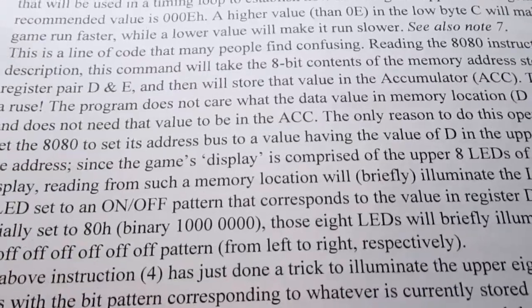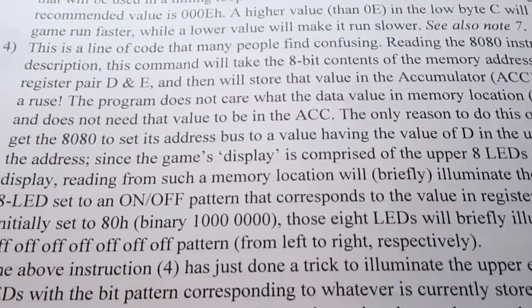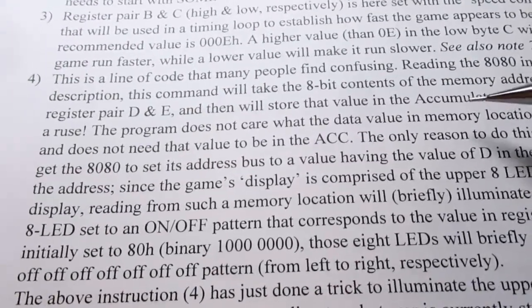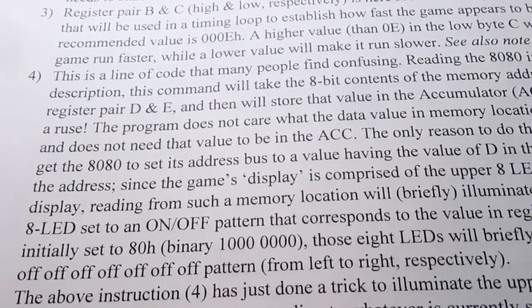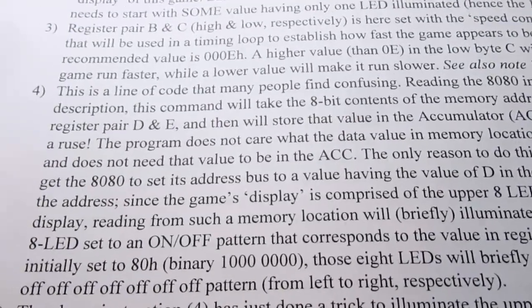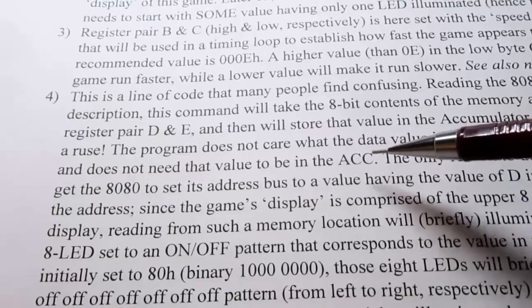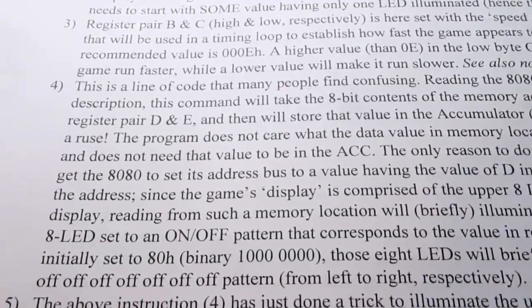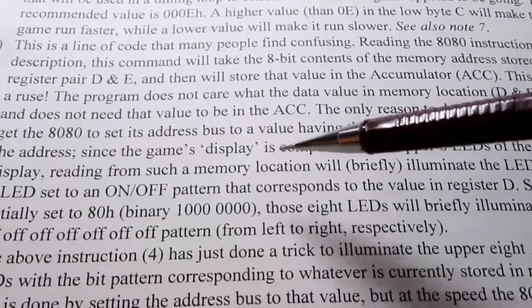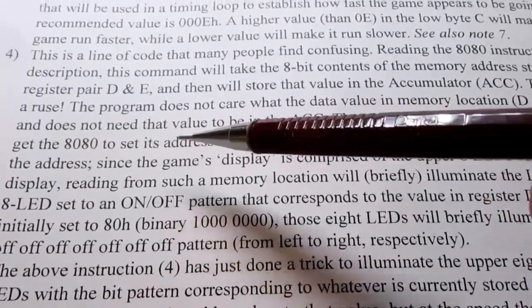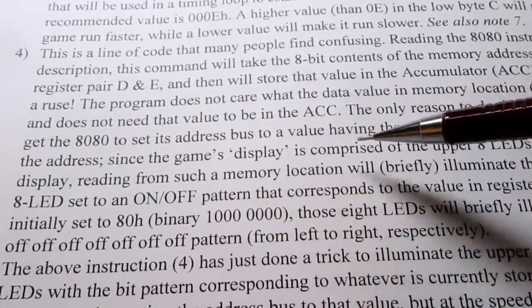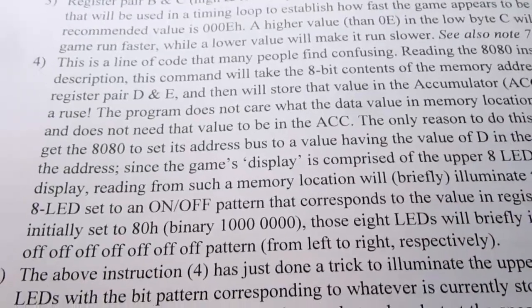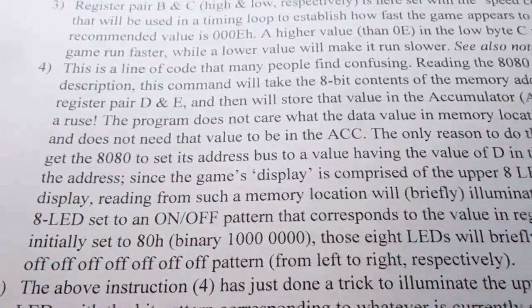However, this is just a ruse, a subterfuge. The program does not care what the data value in that memory location is, and it does not need that value to be in the accumulator. The only reason to do this operation is to get the 8080 to set its address bus to a value having the value of D in the upper 8 bits of the address.